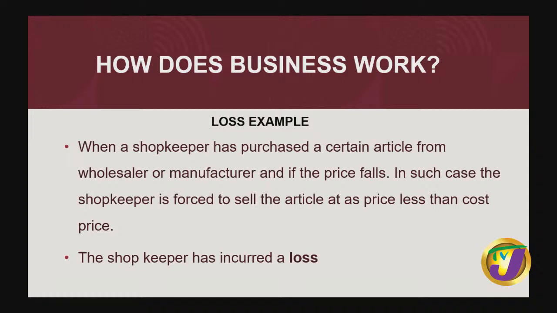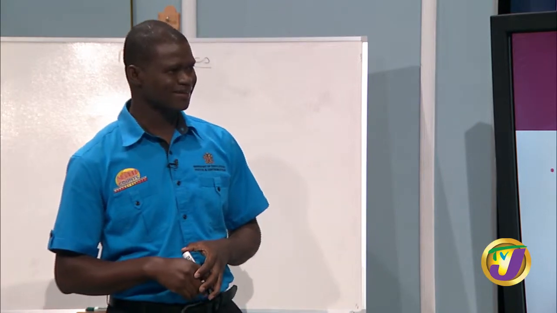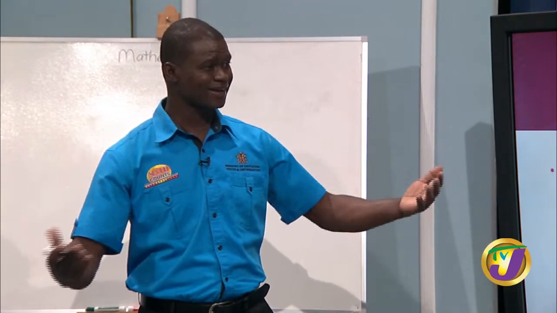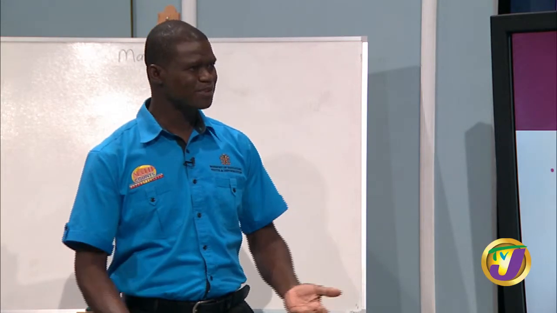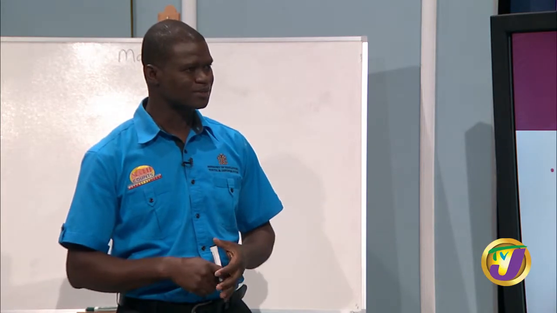Now, in such a case, the shopkeeper is forced to sell the articles at a price less than the cost price, right? The shopkeeper has incurred a loss. So, for example, the other day when tomato was at a high demand, the price was really high, like $700, $800 per pound. And then after a while, we realized that the farmers had to sell the same tomato for like $10, $20 per pound. But it is better to incur a loss than for everything to just spoil on you.